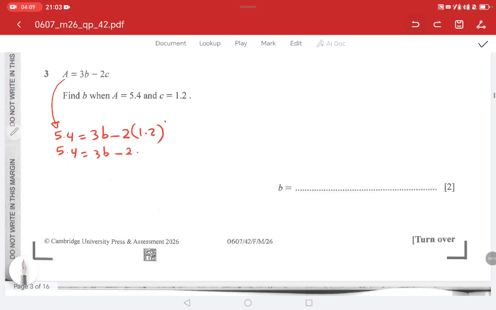Okay, let's make it closer. Now you can add to both sides 2.4. So in this case, 3B equals 7.8. Then B equals 7.8 divided by 3, if you divide both sides by 3. This is a calculator paper, so please use your calculator carefully. So the answer is 2.6. Then write the final answer there.